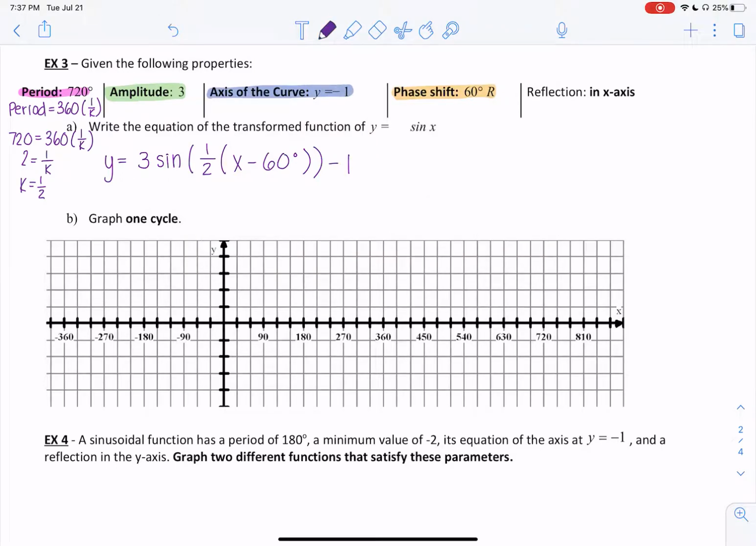And the last thing is that we do have a reflection in the x-axis. Because it's in the x-axis, that will be on our a value. So now we can graph this thing.